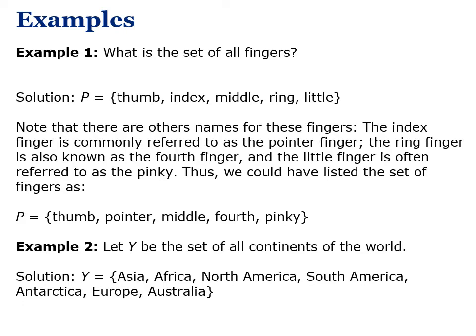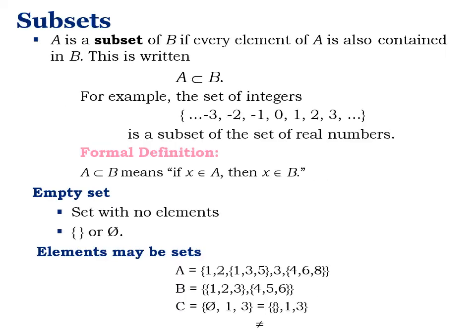Another example: let Y be the set of all continents of the world. The best way to write this set is to list down all the elements. Let us list down the set of all continents of the world. We have Asia, Africa, North America, South America, Antarctica, Europe, and Australia.